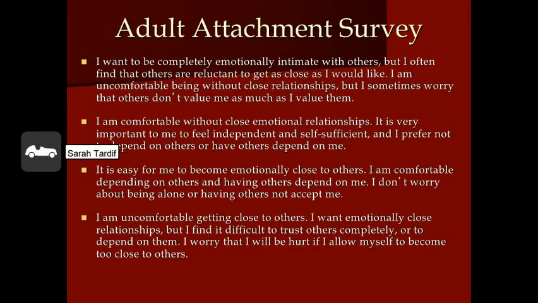These are items from one form of a measure that scholars and research scientists use to figure out people's attachment style. So this is a really well-established measure called the Adult Attachment Survey. And you can see basically people are presented with these paragraphs and they're given a Likert scale of 1 to 7, I completely agree to completely disagree. Which one do you relate to? And so you can see how they map on to the different attachment styles.